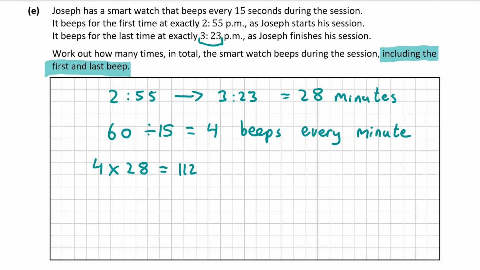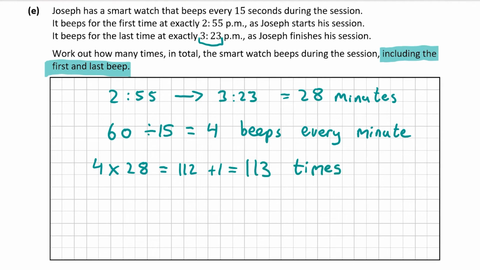So at 23 minutes past 3, in that minute, it's only going to beep once, not 4 times. So in that last minute, which is going to be essentially the 29th minute, so it's the next minute that we haven't counted, it will still beep once as it includes the last beep, which is at 3:23 p.m. So he has one beep at 3:23 p.m. It does not beep every 15 seconds after that. It is just literally one beep at 3:23. So we're going to add one on, which leaves us with 113 times.